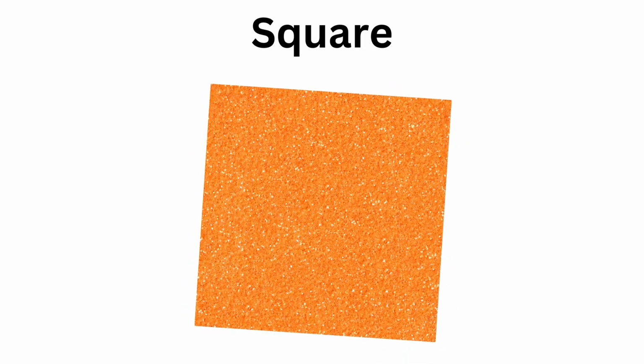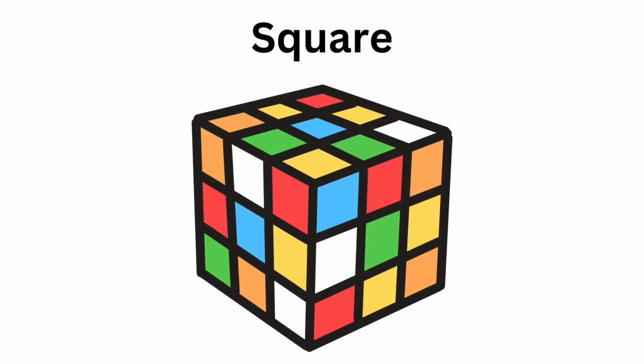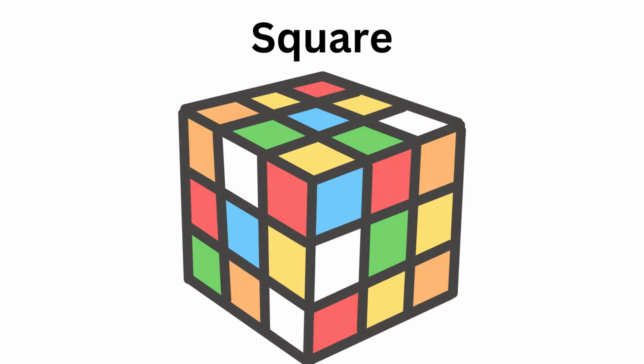This is a square. The shape is a square. What shape is it? Square. This is a square with four equal sides, corner sharp and wide. Square.